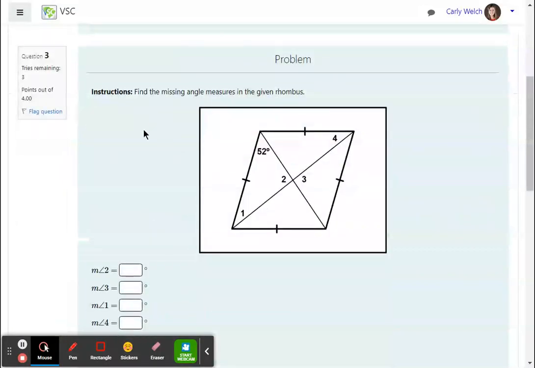All right, so here we have this rhombus. So again, the middle angles are 90 because diagonals are perpendicular. So angles 2 and 3 are 90. And you also can figure out by the fact that a triangle adds up to 180. So we have 180 minus 90 minus 52, which should give us 38 as angle 1. And remember that opposite angles are congruent, even the halves. So 4 is also 38.